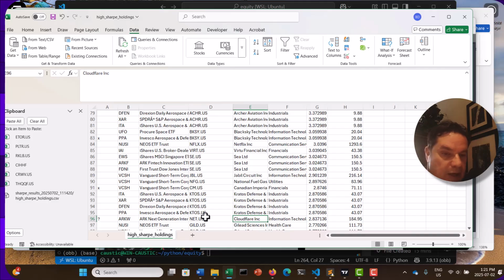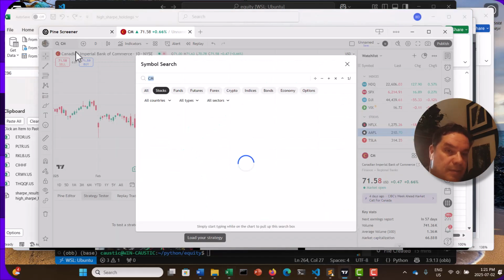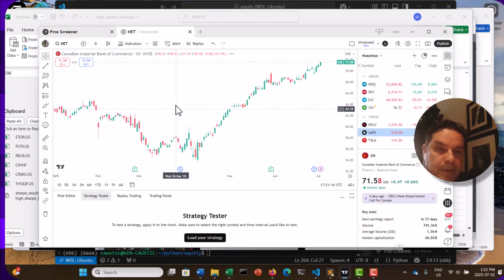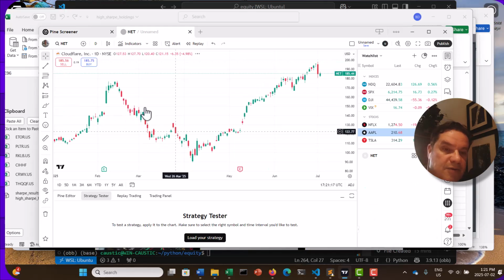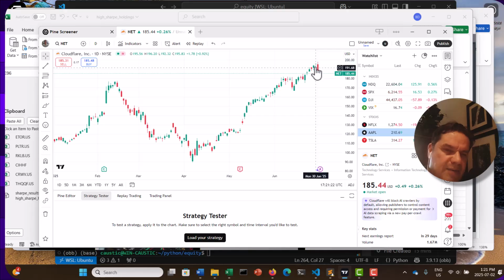Another interesting one is Cloudflare. So you got another tech name here that we know about. So that's net, symbol NET. Let's see this one. So this one's another bad one. Big drawdown, kind of recovering, but very bad on the drawdown. So I wouldn't hold that.